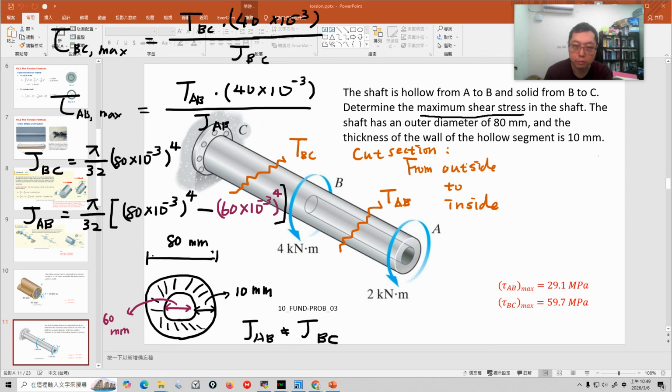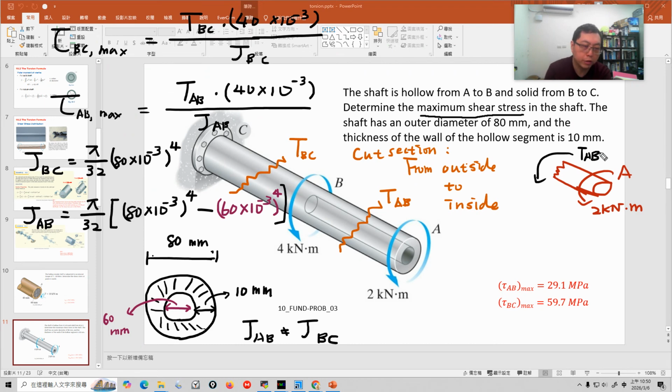Okay, let's first draw this part. It's hard to draw. So this is A. I cut a section here, and A here is 2 kilonewton meter. Here I cut a section between A and B, so there is a torque here. There is a torque TAB.